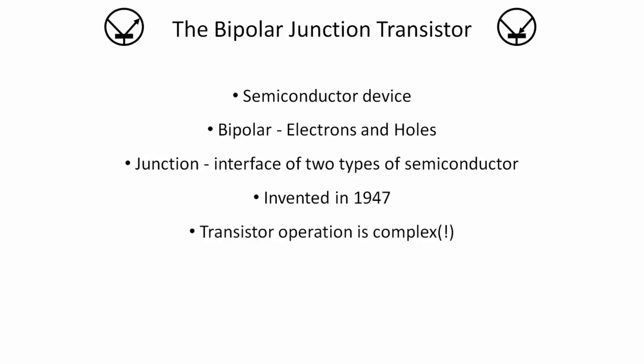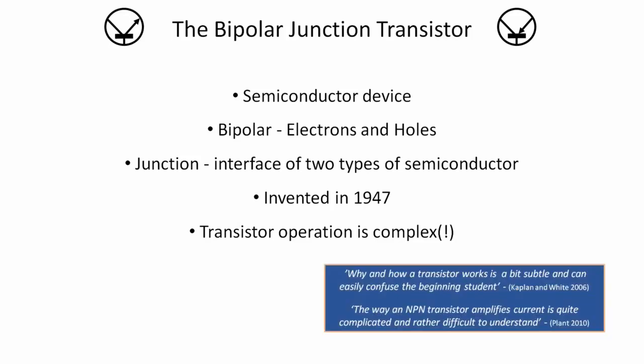Transistor operation is complex. Now, if when you've watched this video you're still confused, first of all, I'm sorry. But secondly, you're in good company. Here's a couple of quotes. Kaplan and White, both university textbooks actually, say that why and how a transistor works is a bit subtle and can easily confuse the beginning student, and the way an NPN transistor amplifies current is quite complicated and rather difficult to understand. So I think when university level textbooks are saying that to you, then it's fair cop if you're a bit confused. Don't worry, you're in good company.